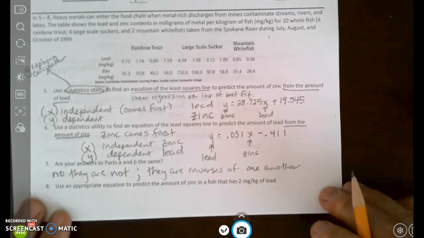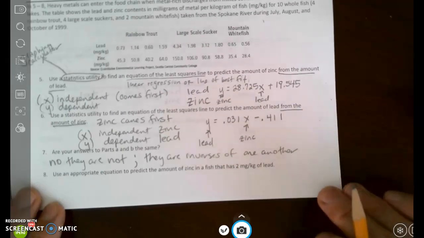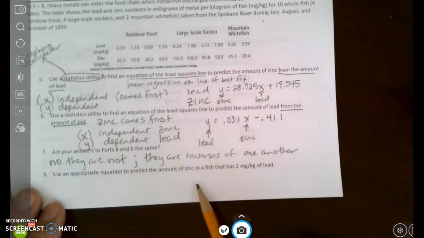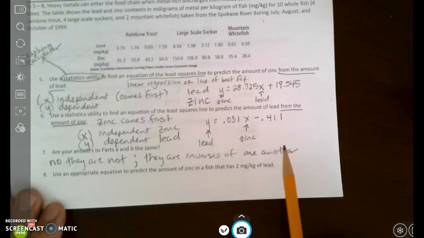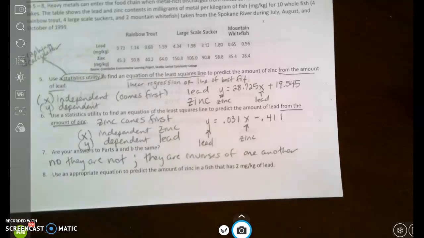All right. So the next question, question 8, says, use an appropriate equation to predict the amount of zinc in a fish that has 2 milligrams per kilogram of lead. So you need to use one of your above equations and figure out the amount of zinc in a fish that has 2 milligrams of lead. I'm going to let you do that, and then we'll come back.